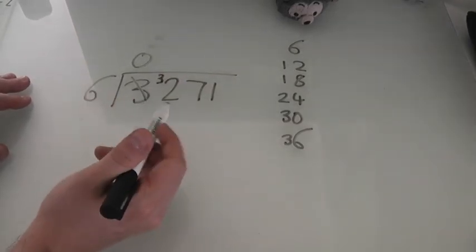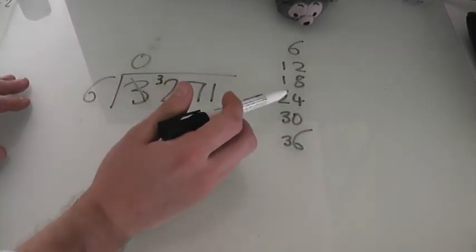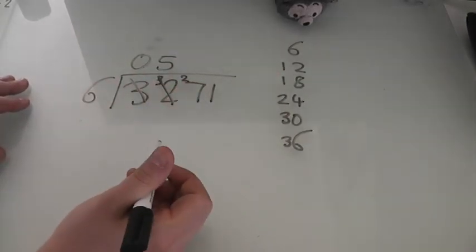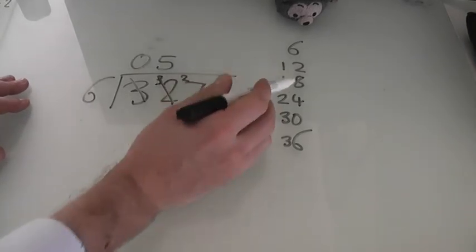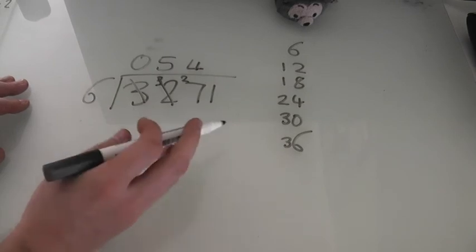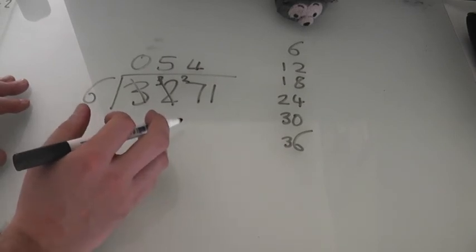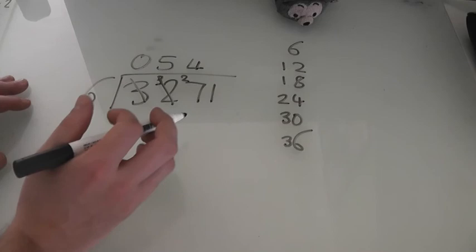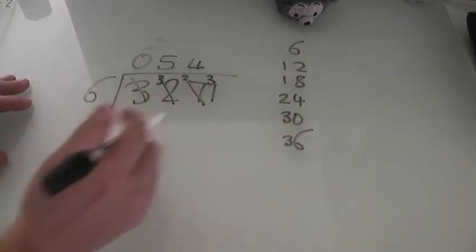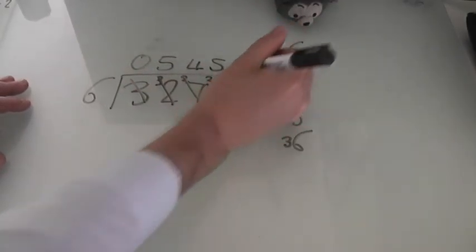How many 6's go into 32? 1, 2, 3, 4, 5. How many is left over? 2. How many 6's go into 27? 1, 2, 3, 4. How many is left over? So we do 27, take away 24, which will give us 3. So we cross that out. How many 6's go into 31? 1, 2, 3, 4, 5. Remainder 1. And there we go. There's your answer, 545. Remainder 1.